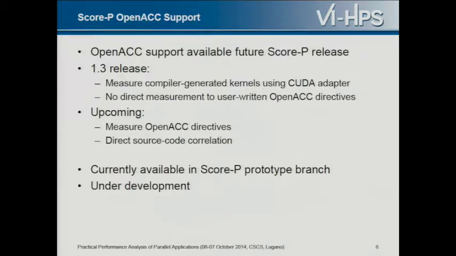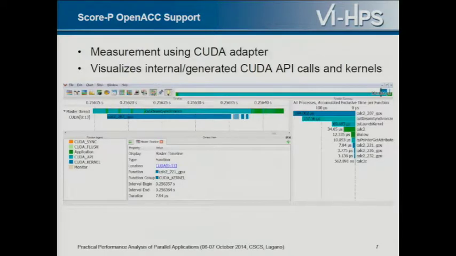However, in the upcoming release of Scopy, or in a future release, we will be able to measure those OpenACC directives directly using a tools interface. So it will give you, like for OpenMP, a new function in your trace that says, this is my OpenACC parallel do directive, which allows us direct source code correlation. It's currently available as a Scopy prototype. I don't think it's a public prototype, but I'm pretty sure people can get this for testing, but it's not in a very stable state yet. So we are still to figure out how we want to have that look in the trace. And yeah, it's still currently under development.